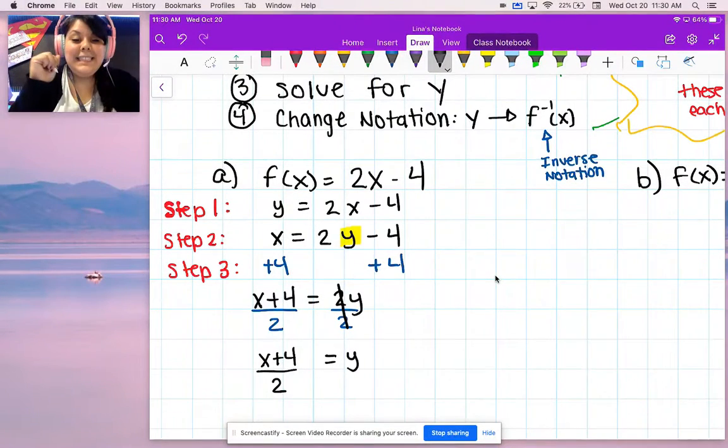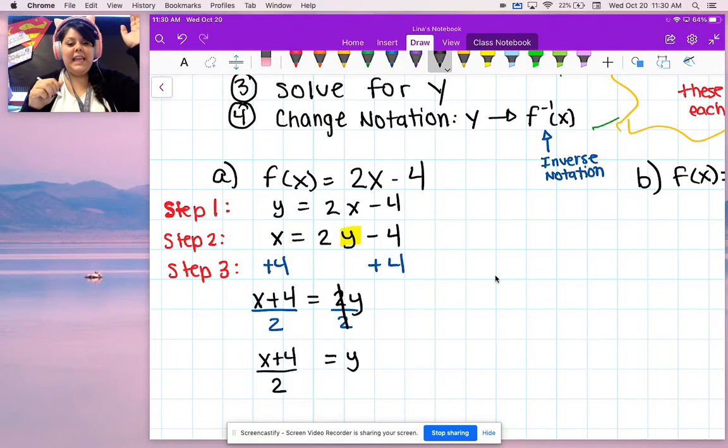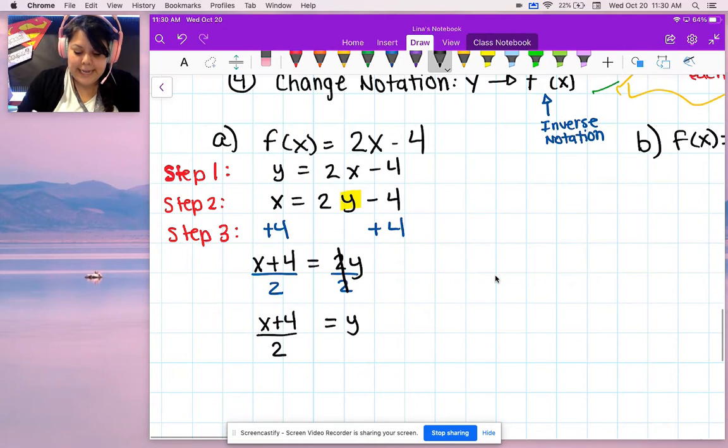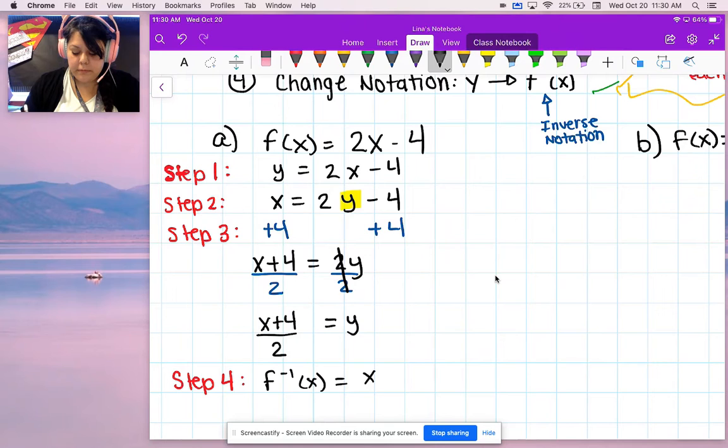So if you can simplify 2 with both terms, go ahead and simplify it. But if you can't, just leave it as a big fraction. Okay, so my last step, step 4. Step 4, I'm going to change to inverse notation. So I'm going to do f to the negative 1 of x is equal to x plus 4 over 2.